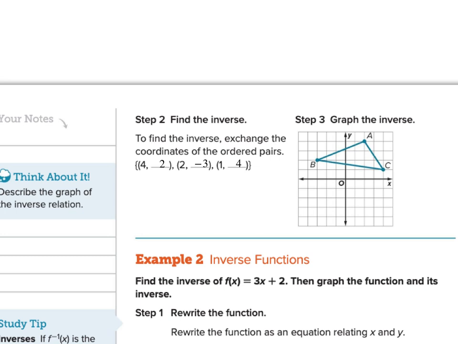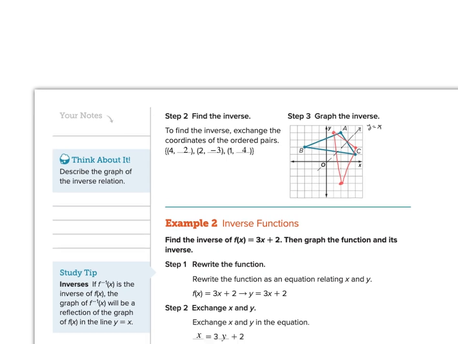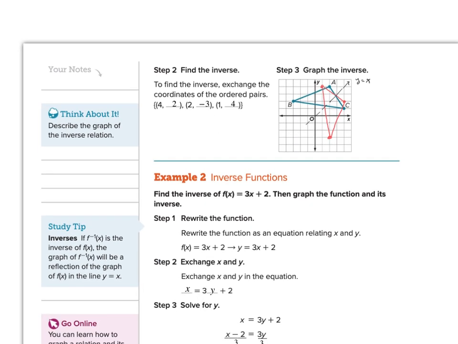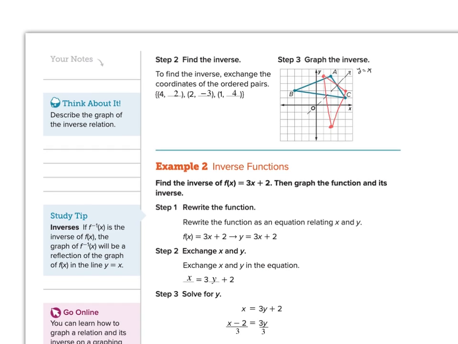So let's see here, I got (4, 2). I should have (2, -3), and then (1, 4). All right. So if we connect those vertices, that would be my inverse relationship. And I will tell you that if you look at it, it looks as if it is reflective over the line y equals x. It looks like I have a reflection of those two things. So we can sort of identify that inverse relationship by the way it looks. Okay, so that is visually.